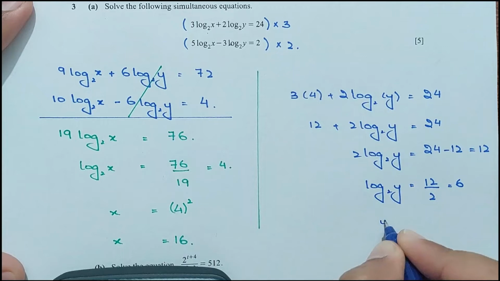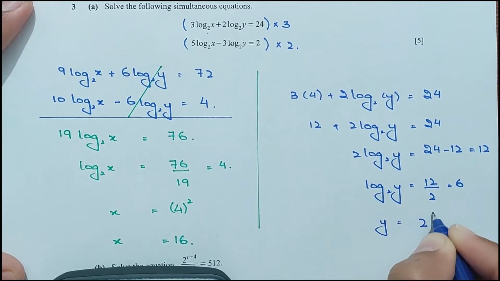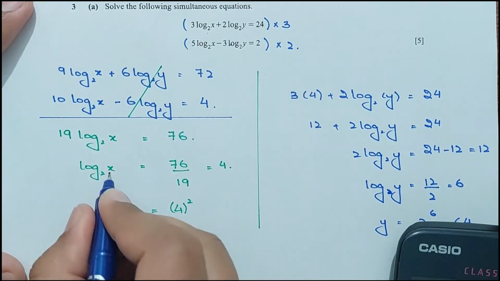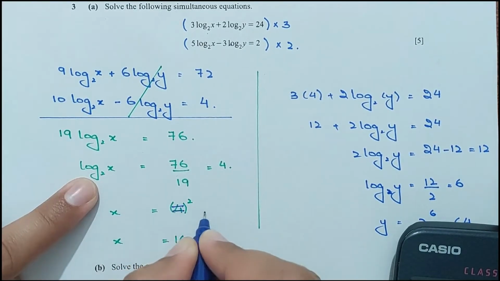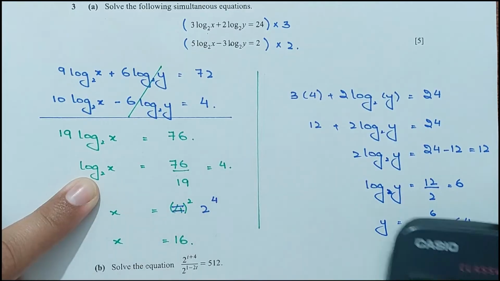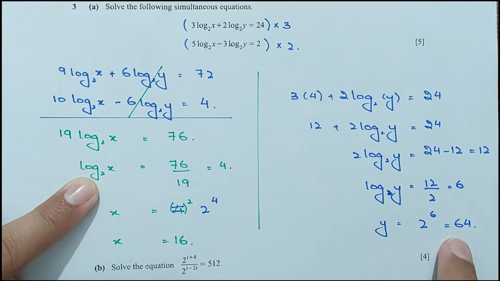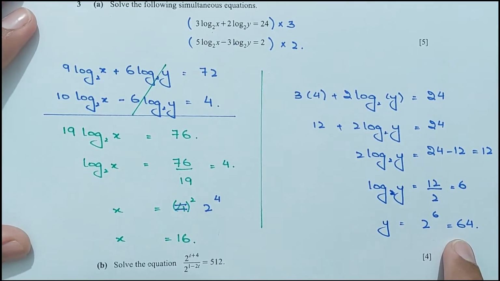Okay, so now y is equal to 2 to the power of 6. The base is 2 and its power is 6. So 2 exponent 6, this is 64. Okay, I made a mistake over here. So x should be equal to, from here we have 2 to the power of 4. So 2 power 4 is 16. So x is 16 and y is 64. So this is a way to convert the logarithmic to exponential form, right?